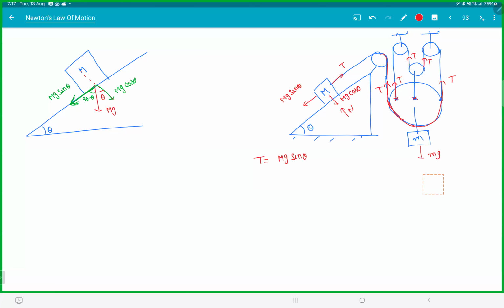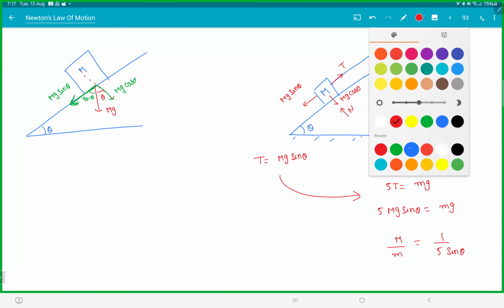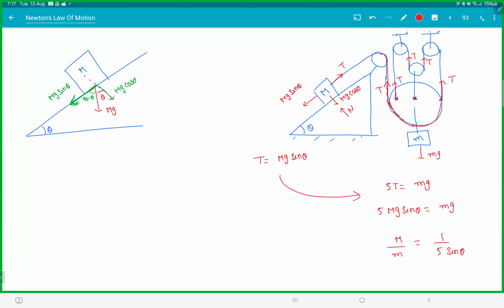So take this tension and substitute here. So this will be 5 mg sin theta is equal to small mg. So M by m will be 1 by 5 sin theta, or cosecant theta by 5. Check. Here you have to be careful. There are 2 strings here. If you see, this entire red thing is a string. The string changed there. There are a total of 5 tensions pulling it up. Have a look at the diagram.